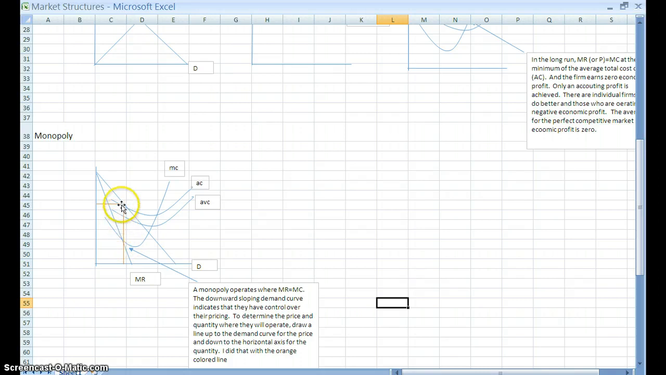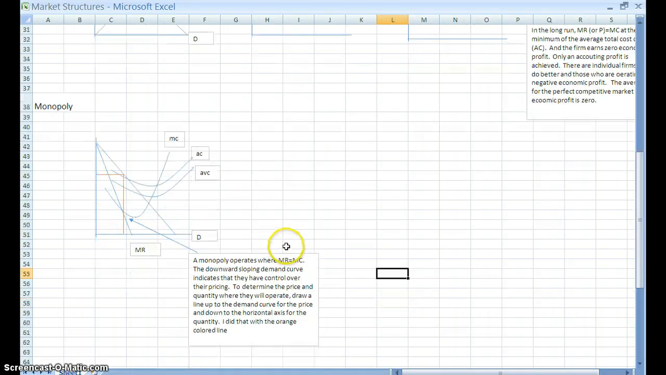a straight line up, we go up to the demand curve and come over. That is the price that we could charge. And our average cost is just under that in this particular example. So the monopoly operates at a profit. And it could be even bigger than what I've demonstrated here. But that is how you establish where you're going to operate if you have a pure monopoly.